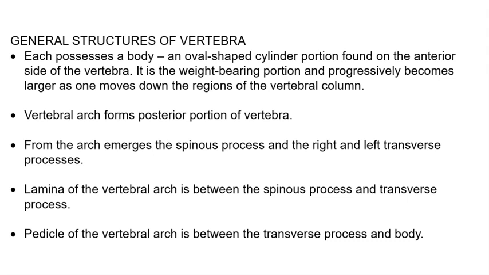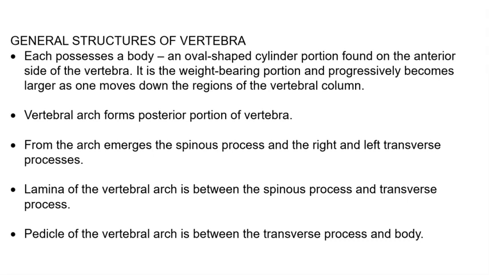Within each region of the vertebral column, the vertebrae vary in both their size and their shape. However, they all follow a similar structural pattern, which are the structures that we will examine now. Each vertebra possesses a body, which is an oval-shaped cylinder portion that's found on the anterior side of the vertebra. It is the weight-bearing portion, and it progressively becomes larger as one moves down the regions of the vertebral column.